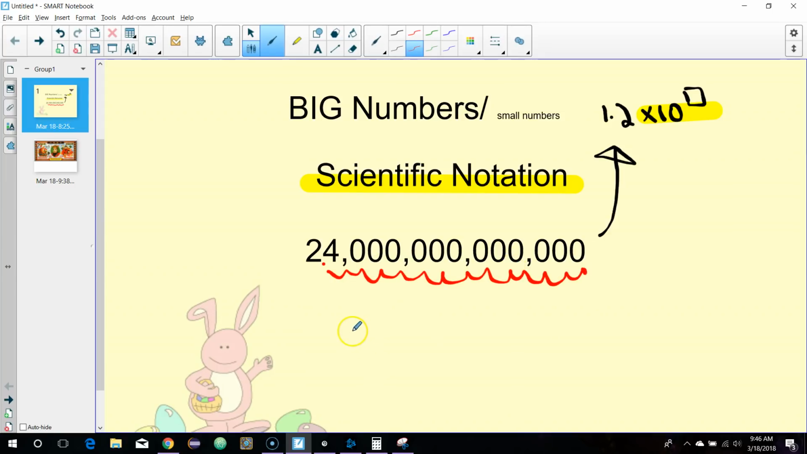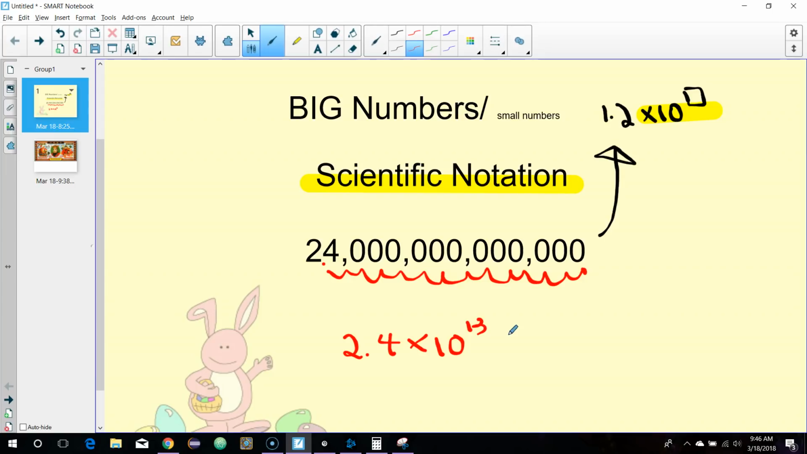So I can represent this as 2.4 times 10 to the power of 13. It's really not that difficult. If you have a really big number in math, you just put a decimal in the very first bit between the first two numbers, and then you start counting backwards. That's for big numbers, counting backward for big numbers.